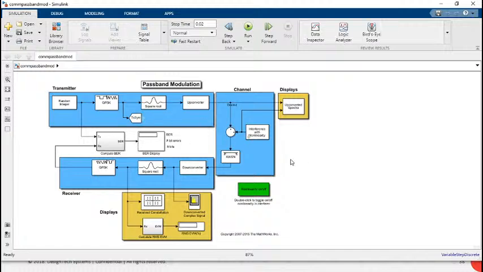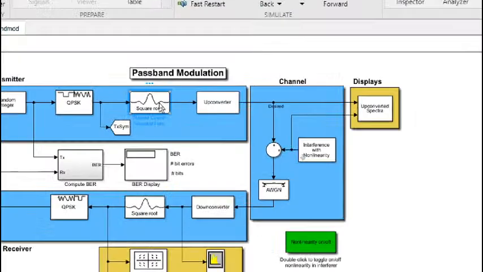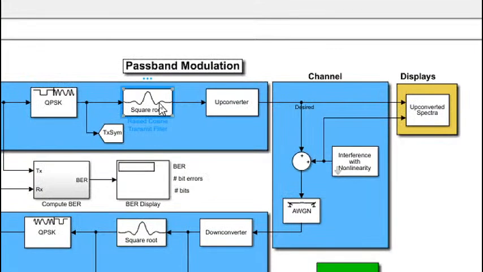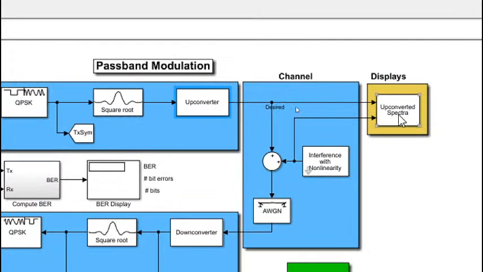and what kind of blocks you can use. See, it started from the random integer. He used the modulation. This is a raised cosine transmit filter. So these filters are available. Then this is an up converter. Okay, after the up converter, this is the AWGN channel, and further he included some non-linear interference also here. And further this is an up converted spectra if you want to visualize.